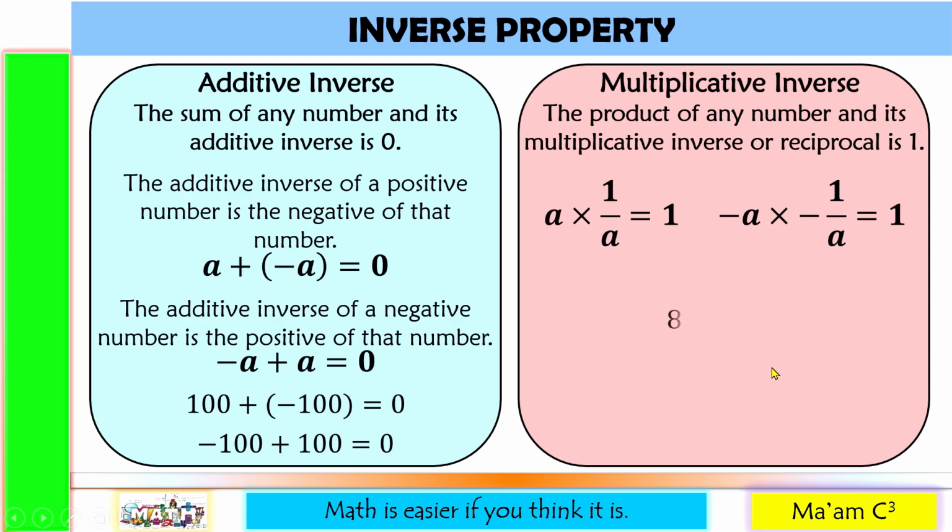Let's have an example. 8 times. What is the multiplicative inverse of 8? That would be 1 over 8. When we multiply this, 8 and 8 here will just cancel out. So this is equal to 1. Another one, negative 8. What is the multiplicative inverse? It will be negative 1 over 8. So negative 8 times 1 over negative 8 will give you positive 1.